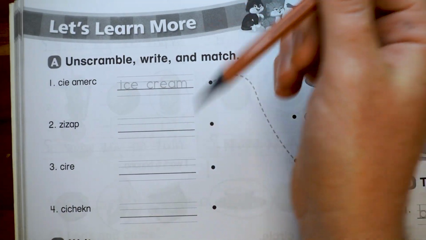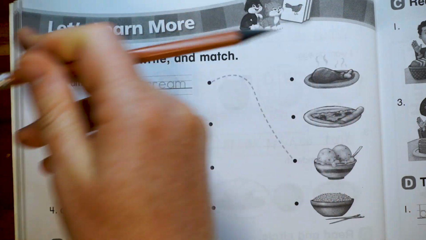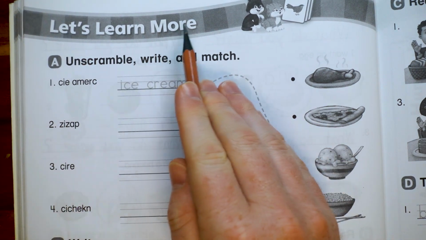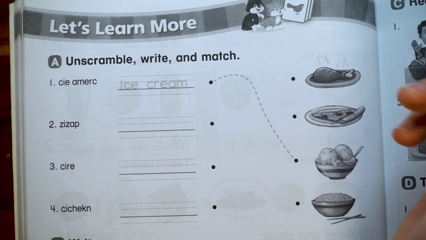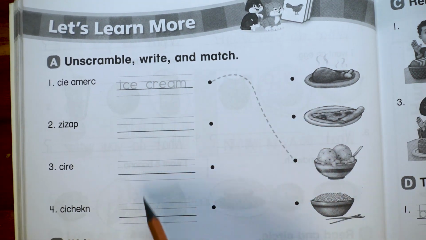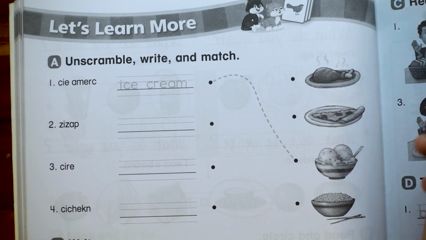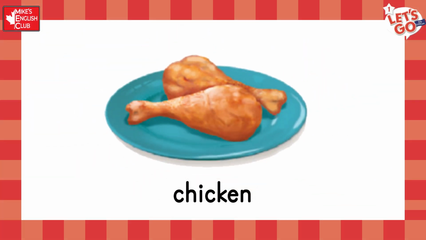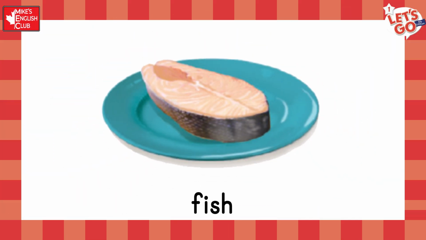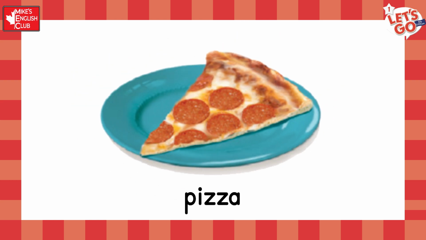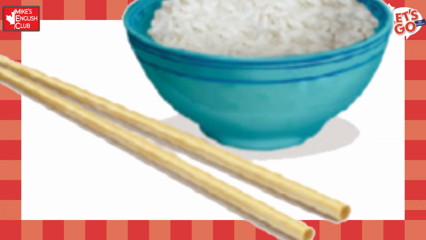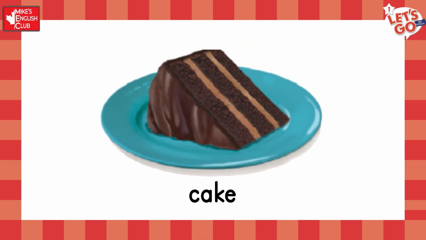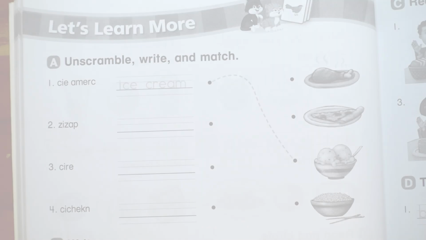Hello everybody. Today we're going to do pages 60 and 61 of the Let's Go 1 workbook, the Let's Learn More section of Unit 7. First, we have some words to write in here, and then we're going to match them to their pictures, but we can always look back at the student book and review first. Chicken, fish, pizza, bread, rice, milk, cake, ice cream.